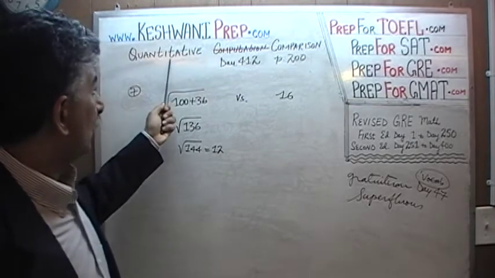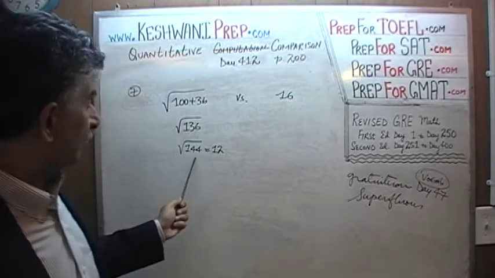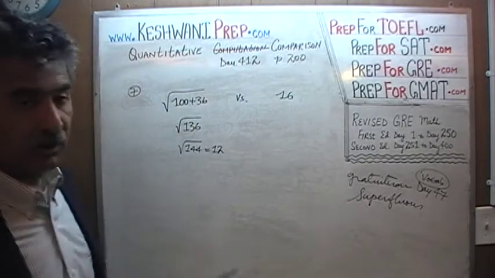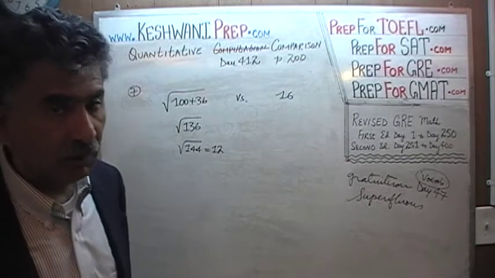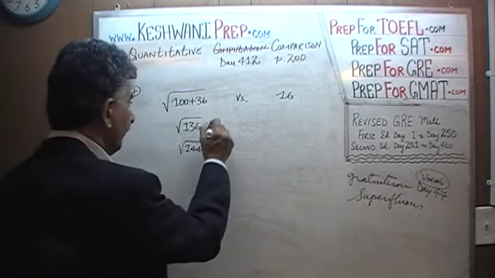These questions are not called quantitative computation. These are called quantitative comparison. We simply have to compare this quantity versus that quantity. We really don't care what it is. We don't really need to compute it. We just need to realize that square root of 136, whatever it is, is less than 12.